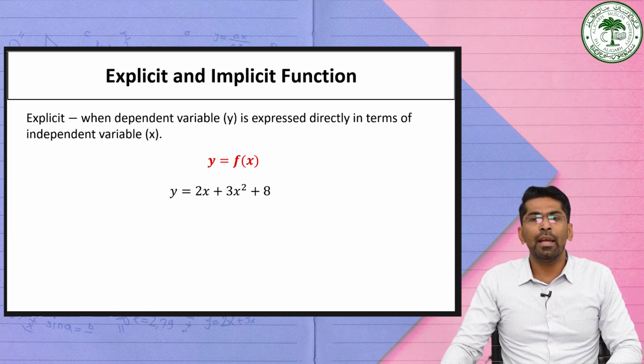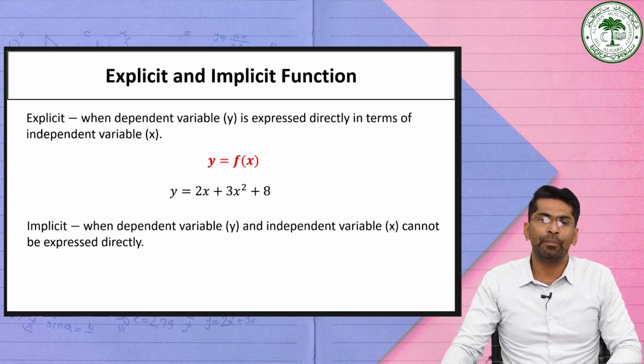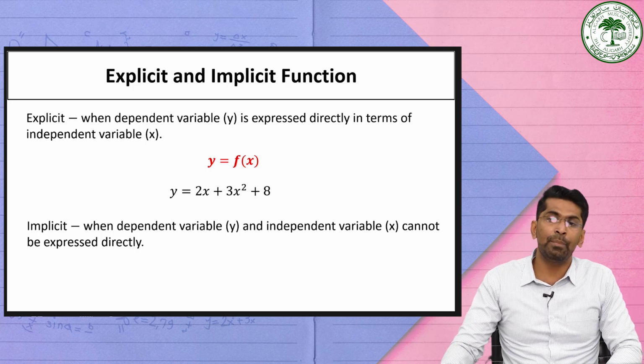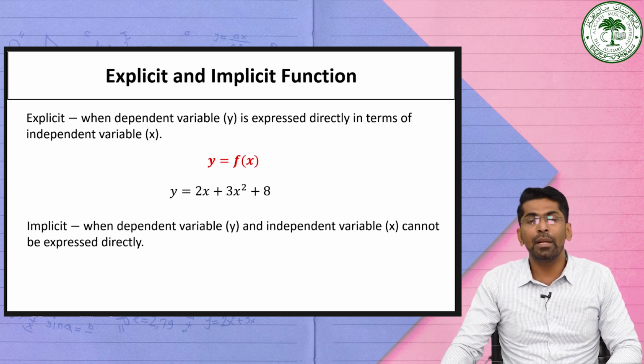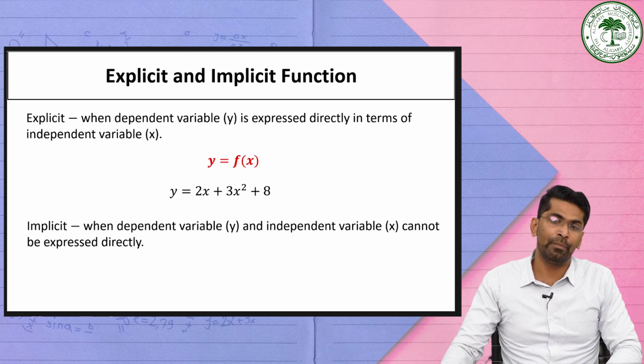Now, on the other hand, an implicit function is a function when the relationship between the dependent variable and independent variable cannot be expressed directly. Or we can say that it is an equation involving both the dependent and independent variable without explicitly solving for the dependent variable.